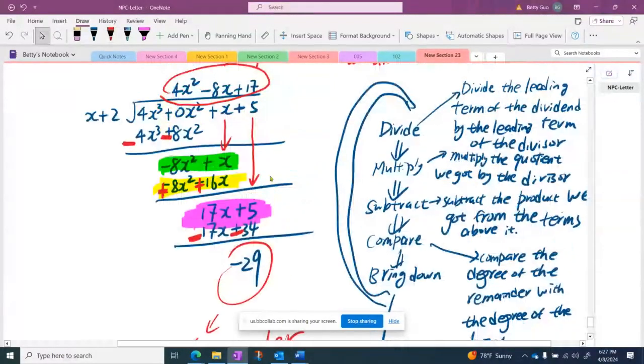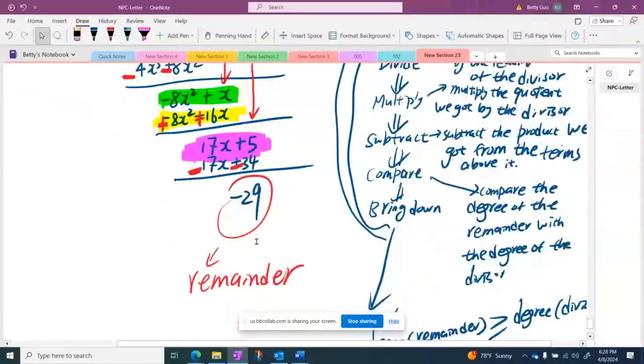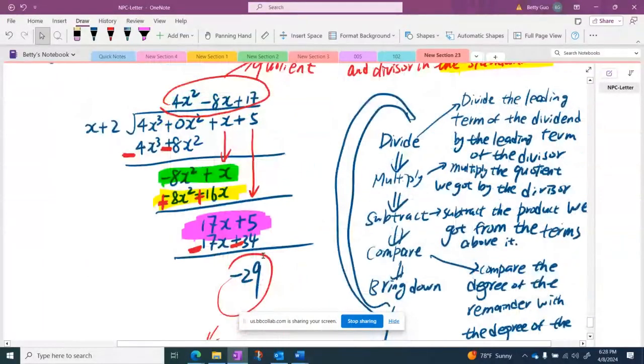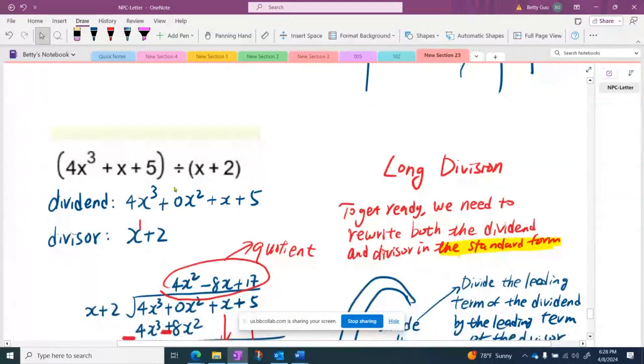When we divide 4x cubed plus x plus 5 by the binomial x plus 2, we get a quotient 4x squared minus 8x plus 17 with the remainder negative 29. The remainder is not 0, which means the binomial x plus 2 does not go into the dividend 4x cubed plus x plus 5 completely.